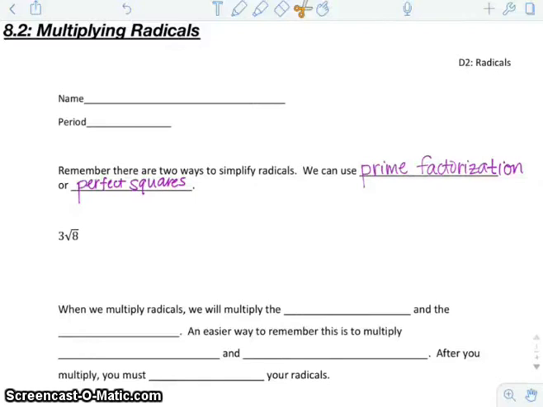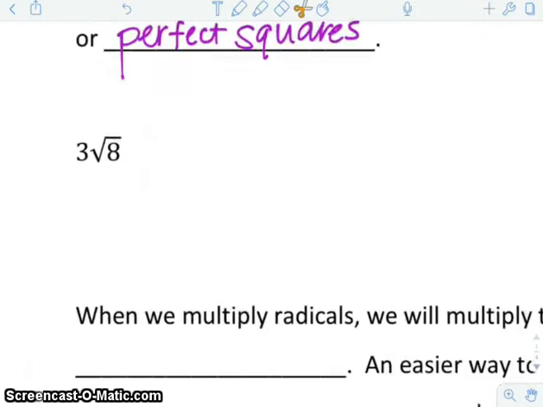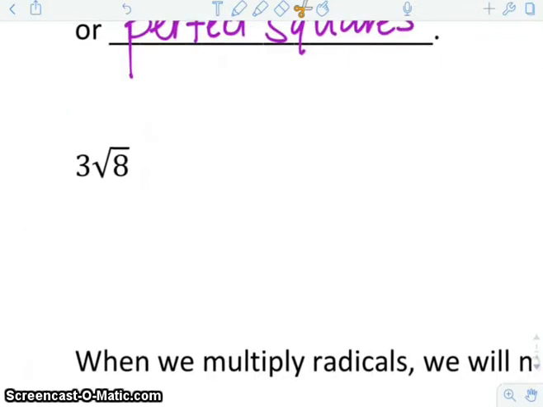Section 8.2 is going to look at multiplying radicals. In 8.1, we looked at simplifying radicals, which, if you remember, there's two ways to simplify radicals. We can use prime factorization or we can use perfect squares. If you remember the pieces of a radical, the number underneath the radical is called the radicand.